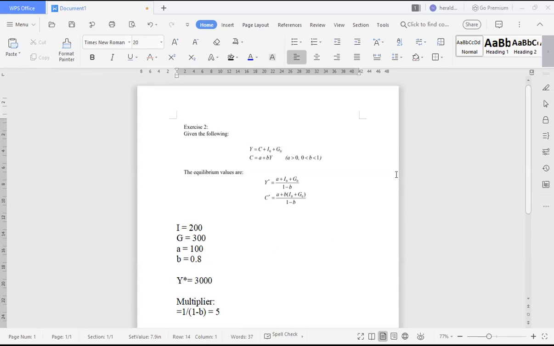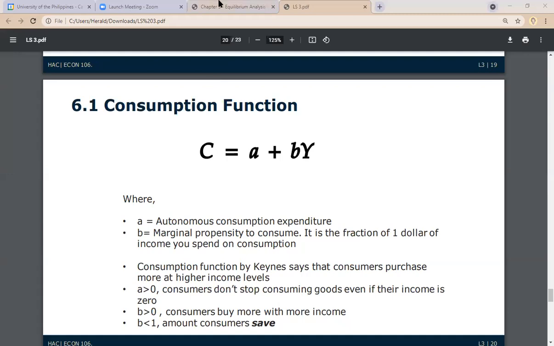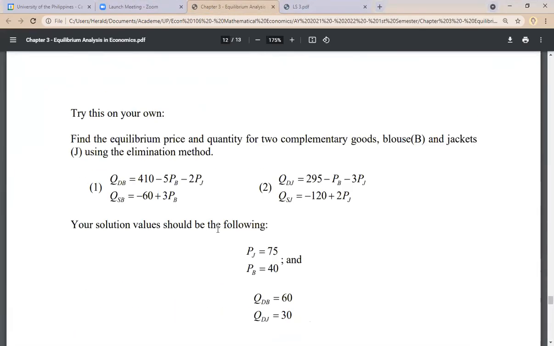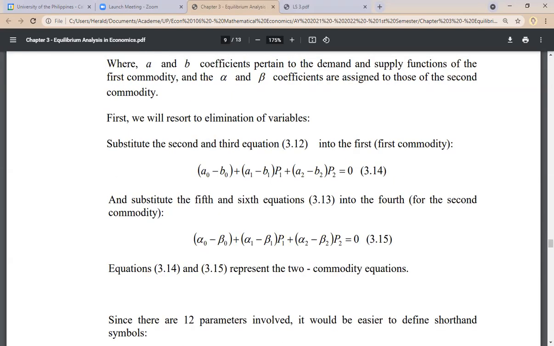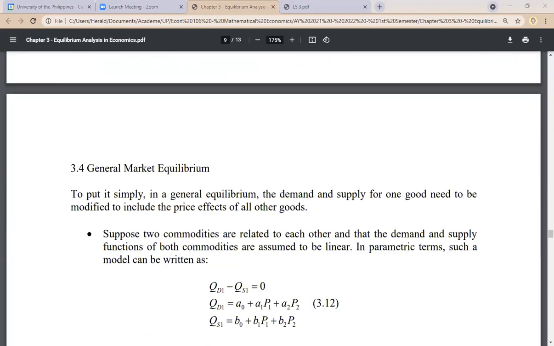Okay. Now let's go back to the discussion proper. Let me share it here. Okay. Now let's have another example, class. Okay, so let me just. Okay, here. Which side? Okay. All right.